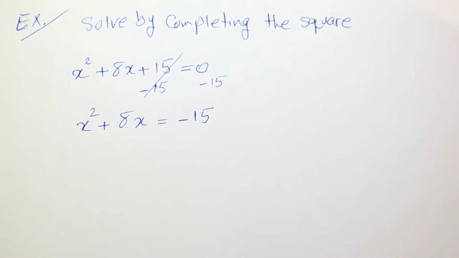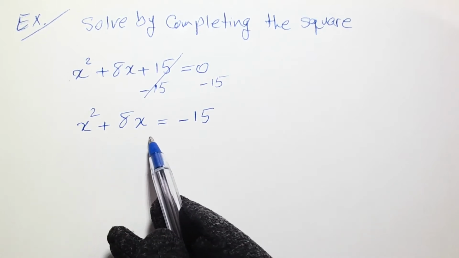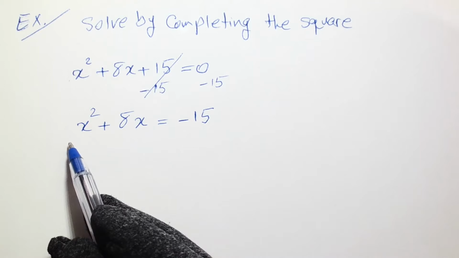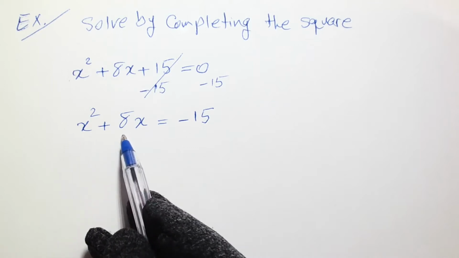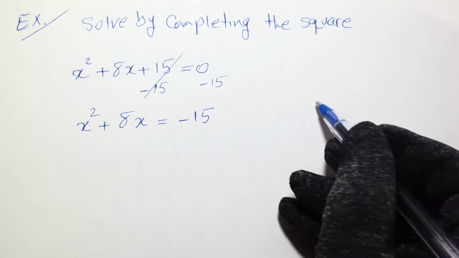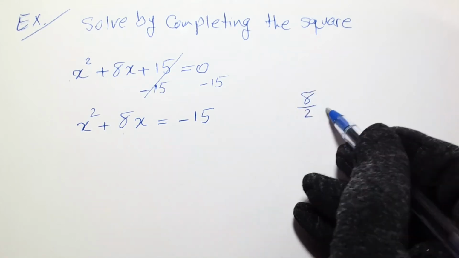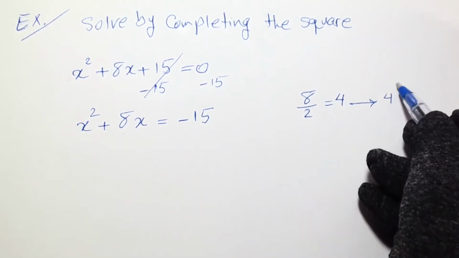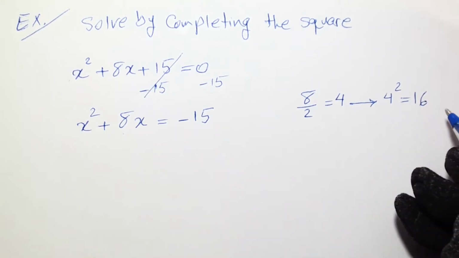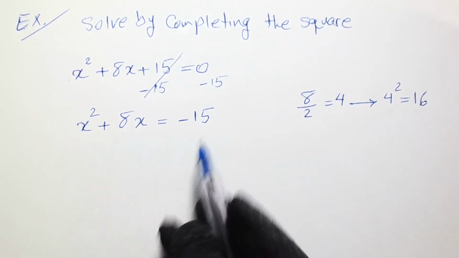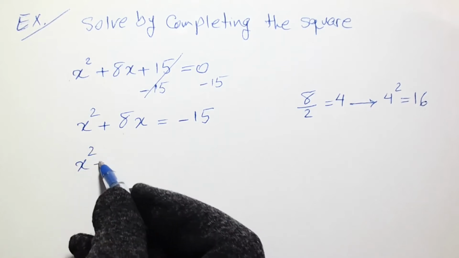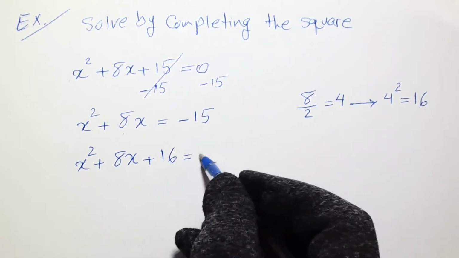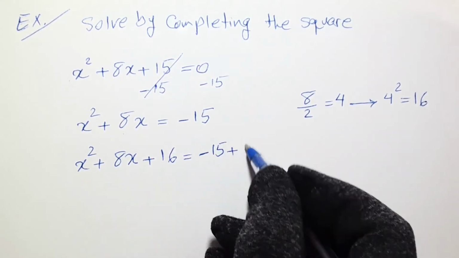Now, on the left side, x squared plus 8x, we make this a complete square. How? If you remember, the coefficient of x is 8. We divide 8 by 2, which is 4. We square this 4, which is 16. Now we add 16 to both sides of this equation. So I have x squared plus 8x plus 16 equals negative 15 plus 16.